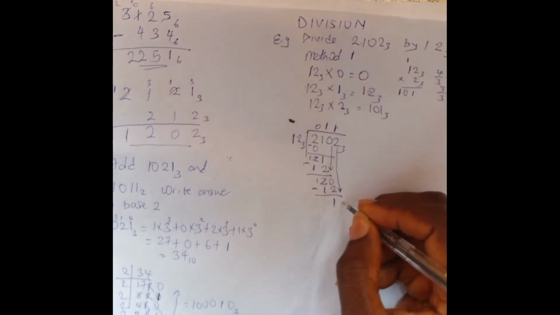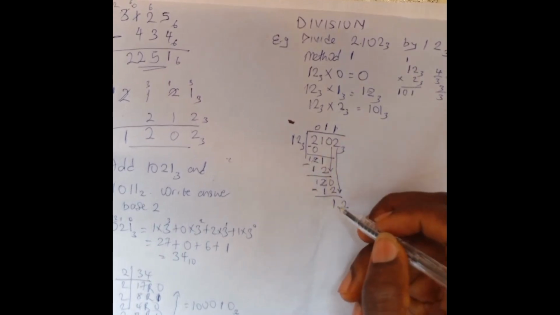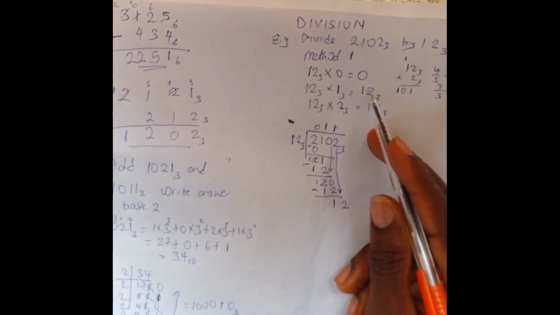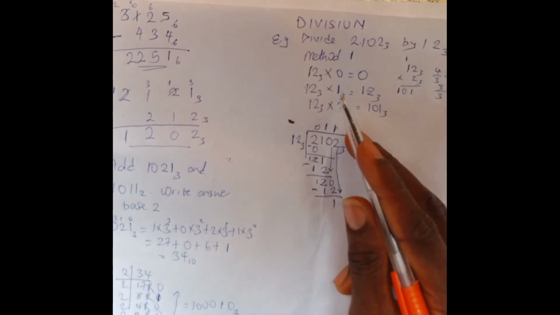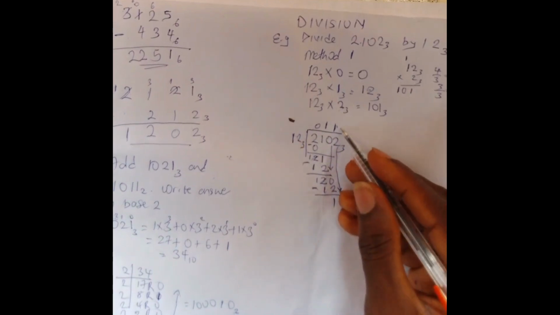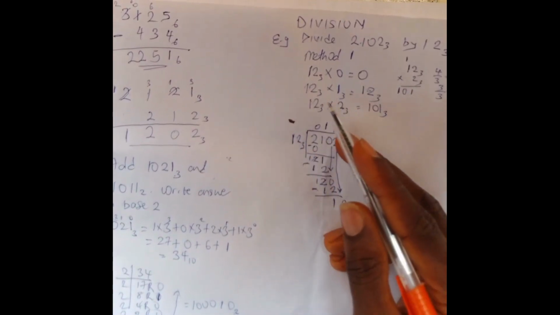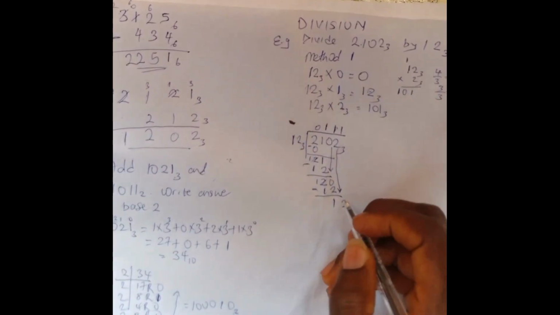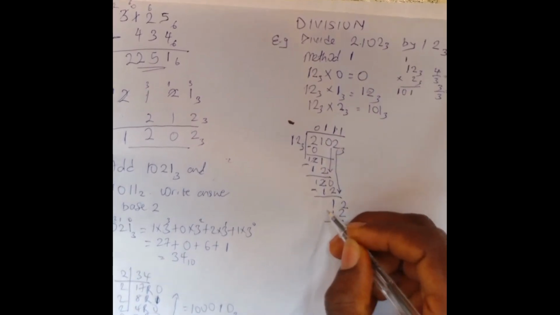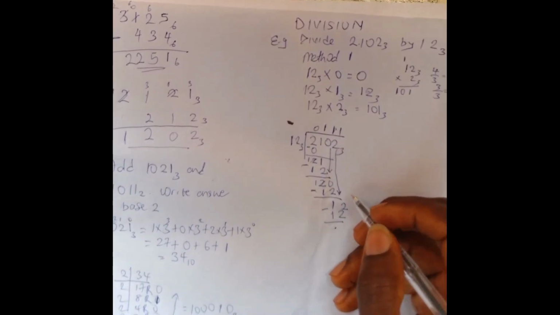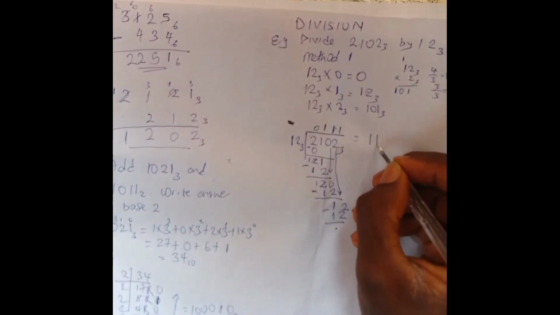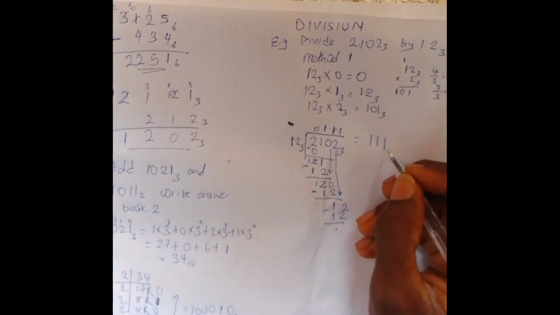12 divided by 12. We already have 12 in the multiplication table. What do we multiply to get 12? It is 1. So 12 divided by 12 is 1. 12 times 1 will give us our 12 back, according to the multiplication table. And 12 minus 12 is 0. Therefore, our answer is 111 base 3.